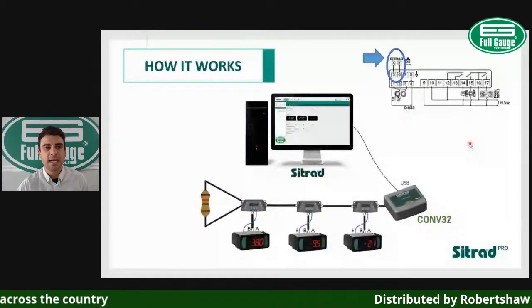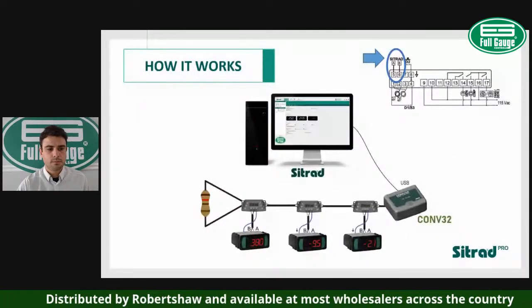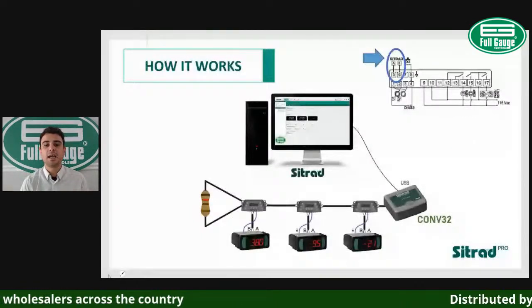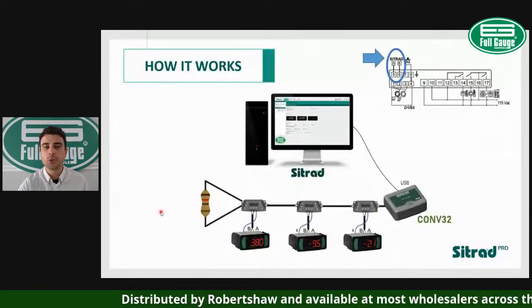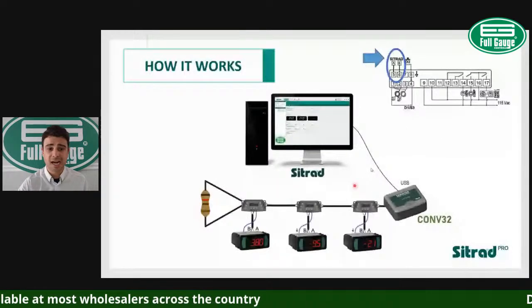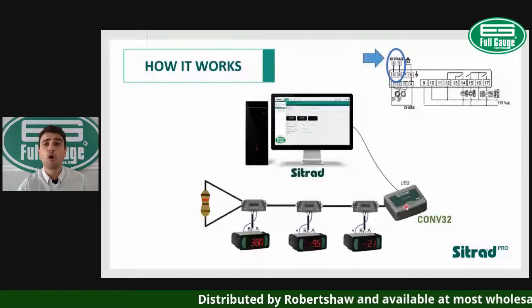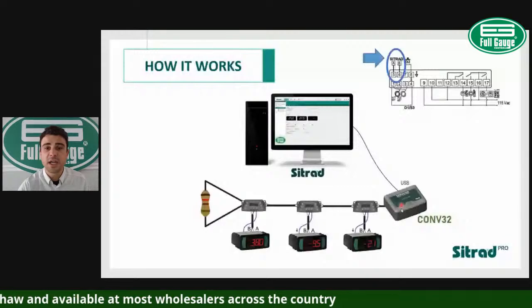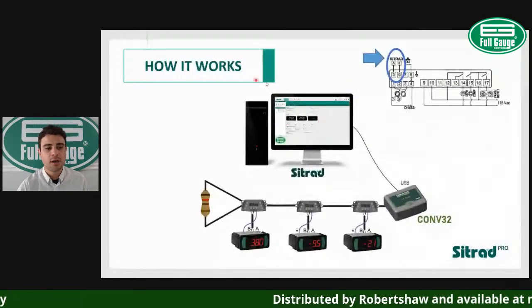Okay, let's move ahead. Let's go to the next one. Now, this is the simplest setup of C-Trod software, the one with the CONV32. This is also the hardwired connection, because here I will have wires going from the controller to my converter interface, and a USB wire going from the interface to the computer. So this is the hardwired option.